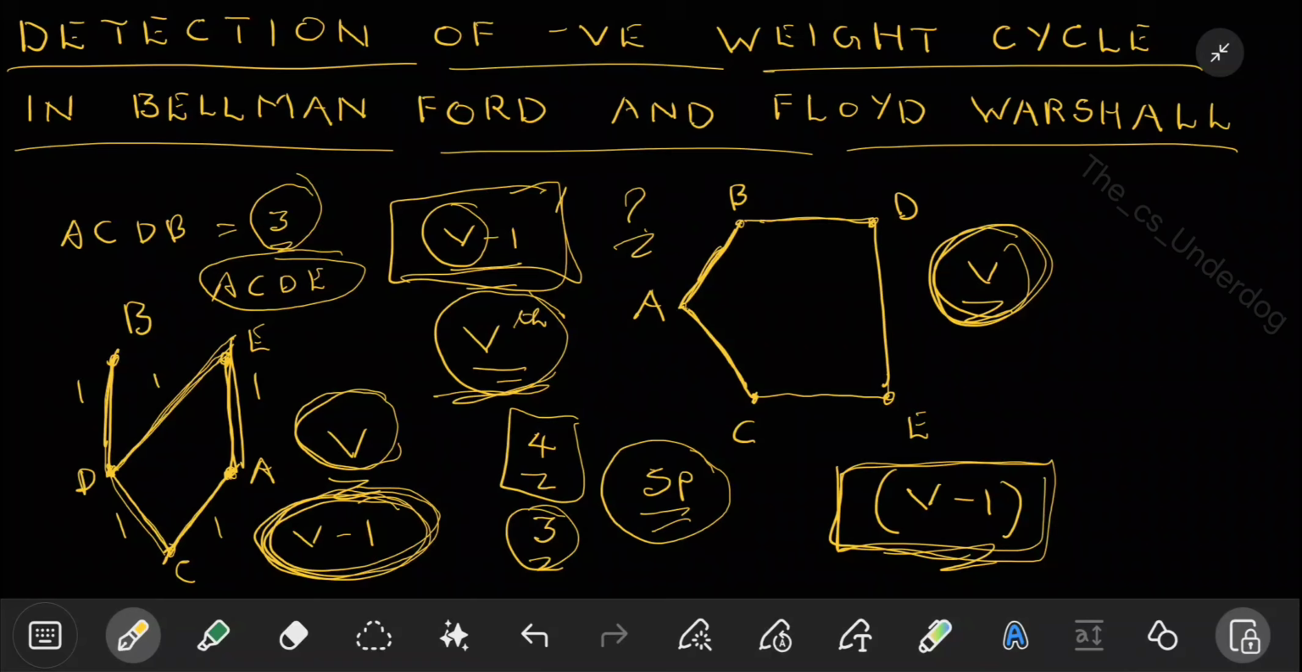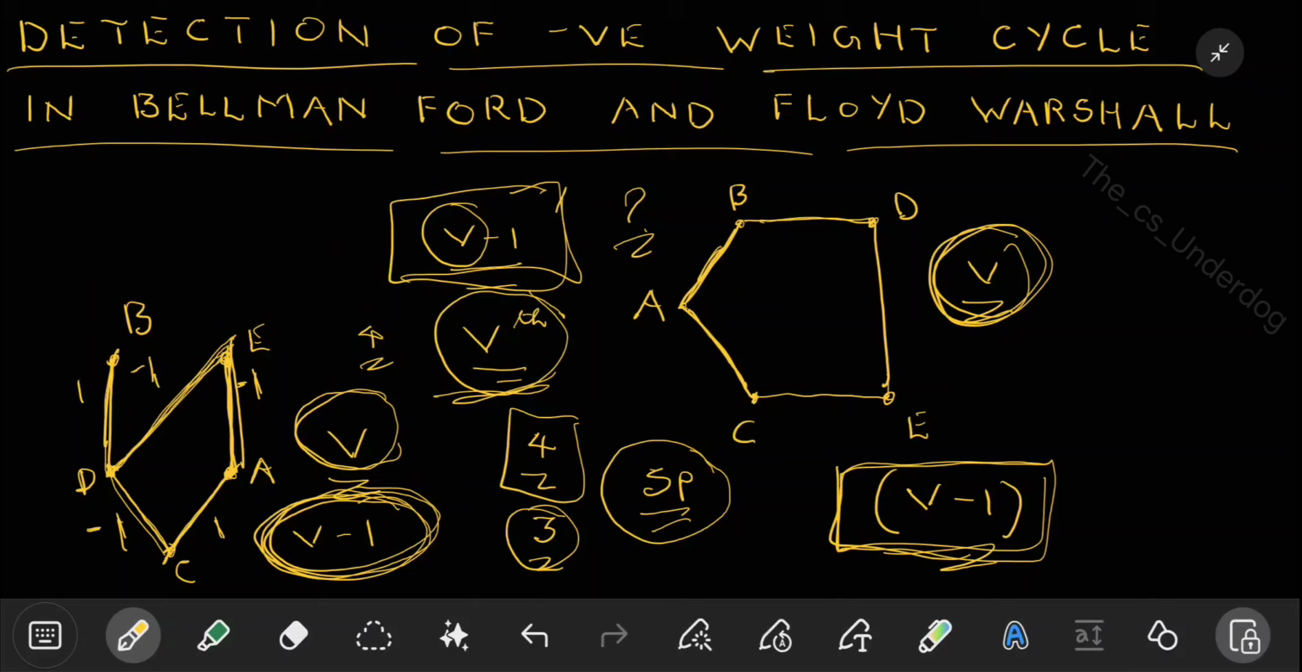When can a cycle help me decrease the length that already exists? Here, if I go through this cycle, it is going to be 1, 2, 3, 4. 4 will be additionally added if I traverse the cycle. But now think back. What if this value is minus 1, this value is minus 1, this value is also minus 1. If those 3 values were minus 1, then A, C, D, B will give you 1 plus minus 1 plus 1, which is a total of 1.